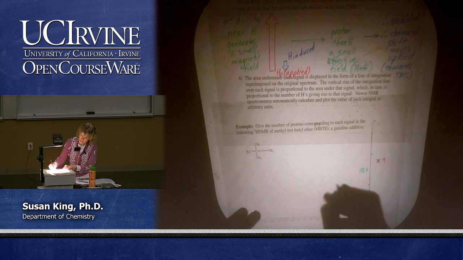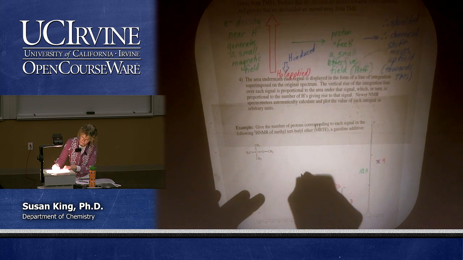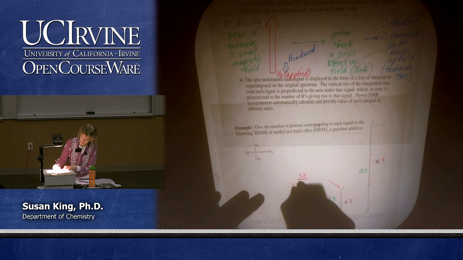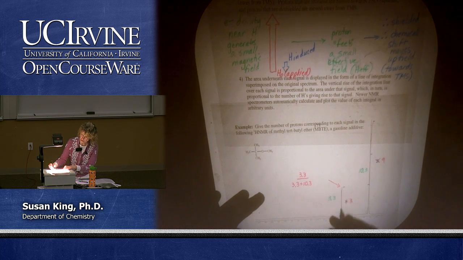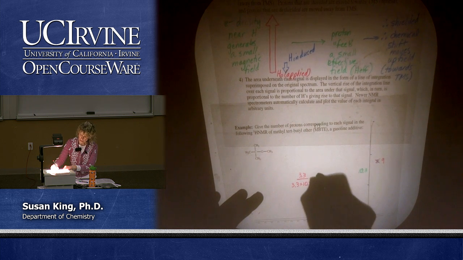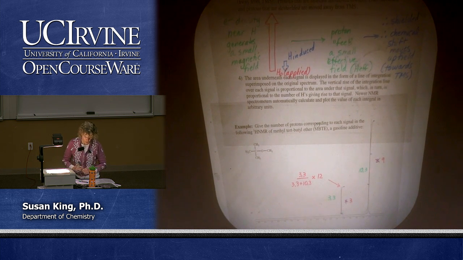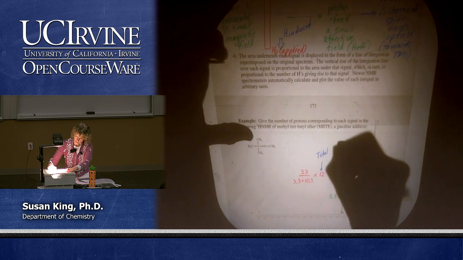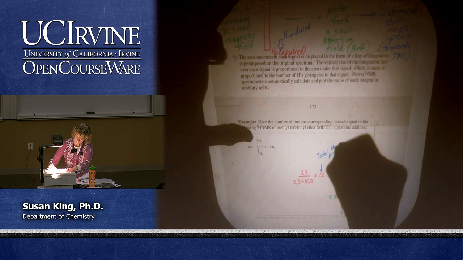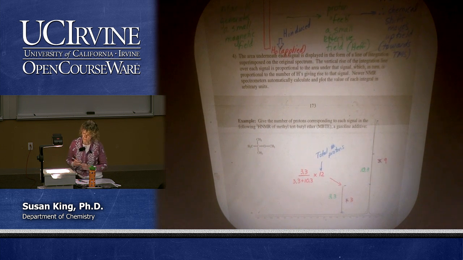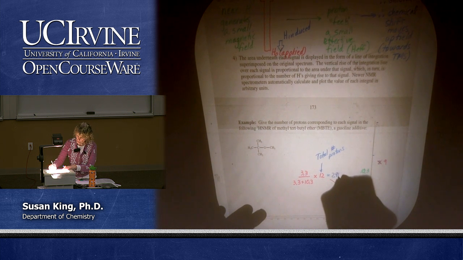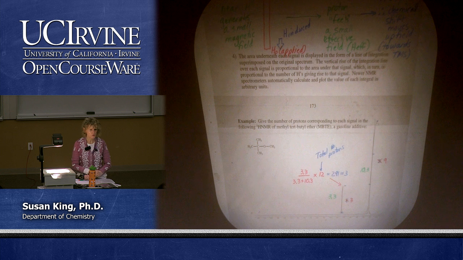And to get the number of protons for this peak, I would take 3.3 divided by the total, 3.3 plus 10.3, that's the fraction that involved this peak. And then I would multiply that by 12, the total number of protons for this compound. If I do that, I get 2.91, which is approximately equal to 3. You would round this to the nearest whole number, because we can't have fractional protons.